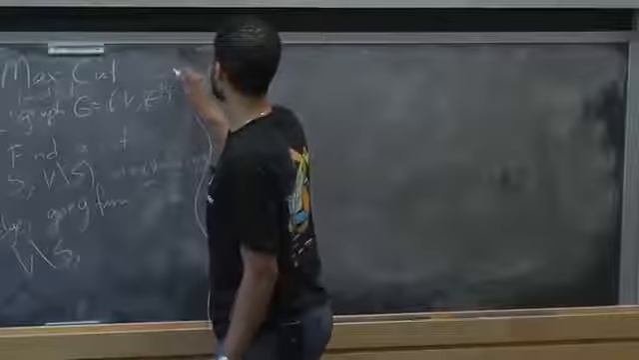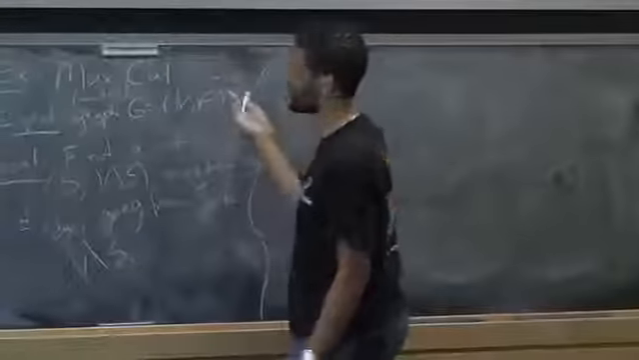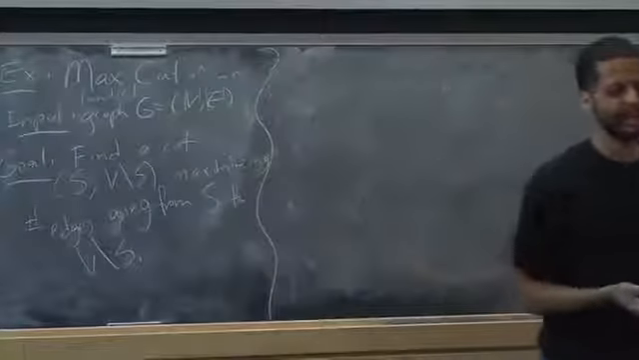So let's say this thing is equal to m, and this thing is equal to n. You get at least m over 2 edges. And opt is certainly at most m. So you're getting at least opt over 2 edges. OK?